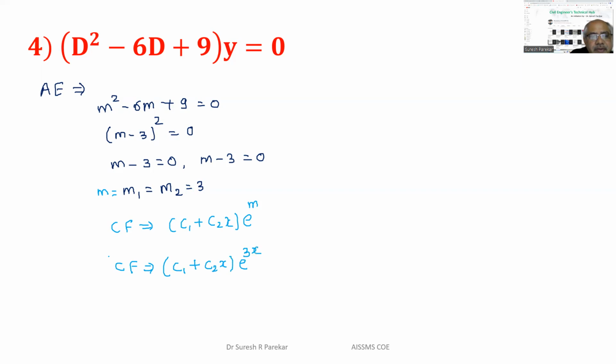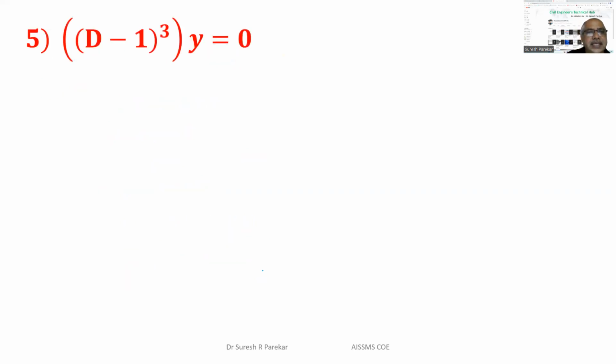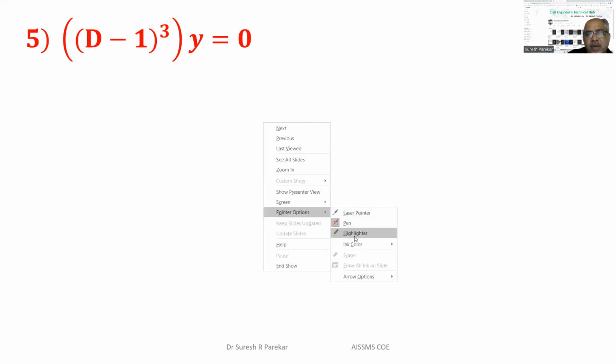And likewise, we have to see very carefully what is the case given, and accordingly we have to solve the problem. Now we will switch over to the last problem, which is (D minus 1) whole cube y equal to 0. Again I have taken this problem.